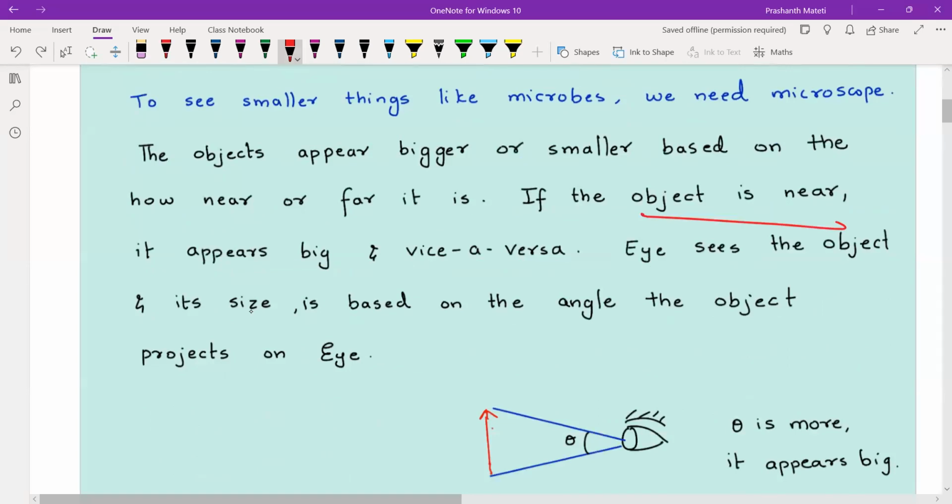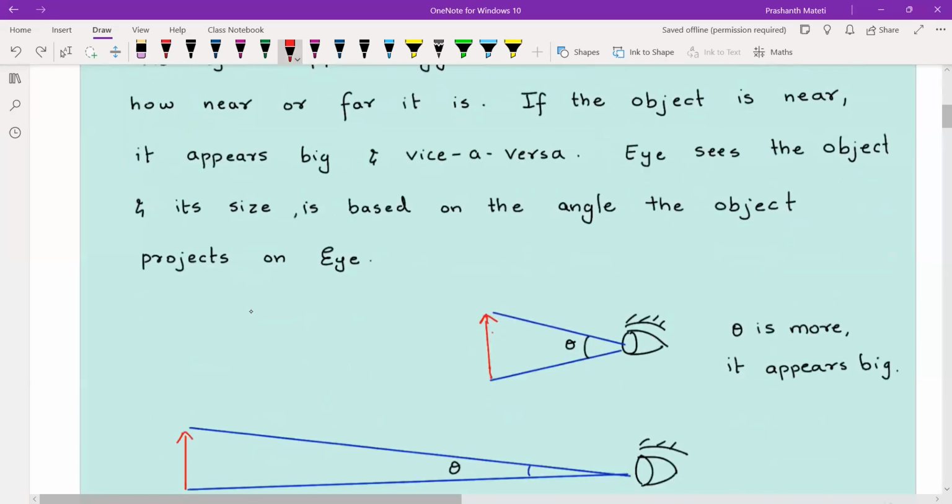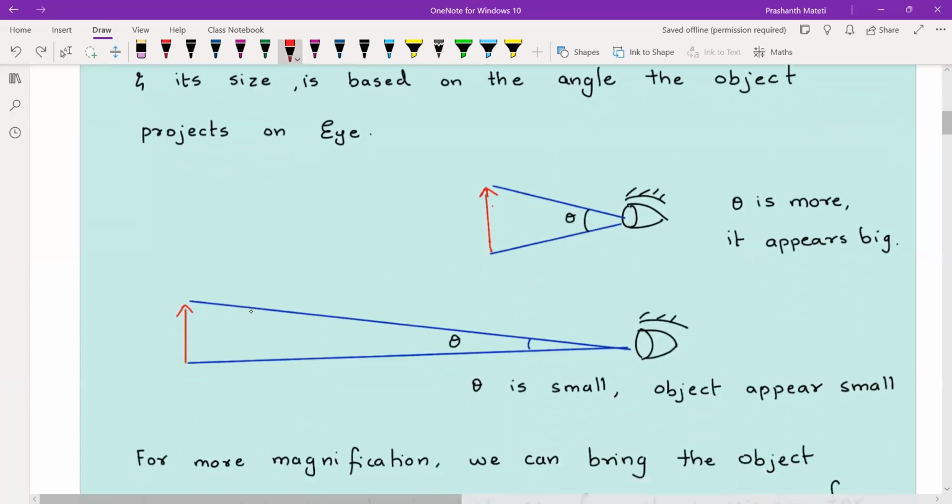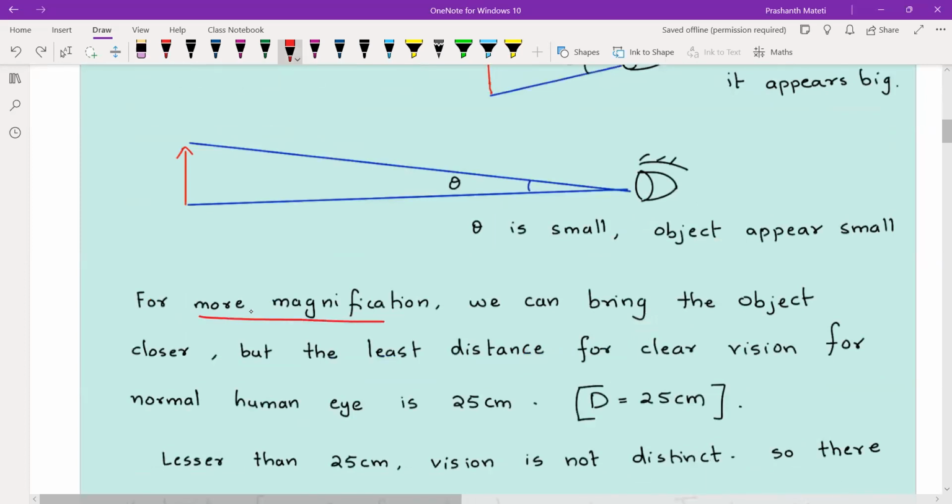The eye sees objects, and their apparent size is based upon the angle they project. If you take the same object, if it is near, it projects more angle, so it appears bigger. If it is far, it subtends a very small angle, so it appears small. So for more magnification, we can bring the object or the image closer. Any one of them, we should bring closer, then we can see things clearly.